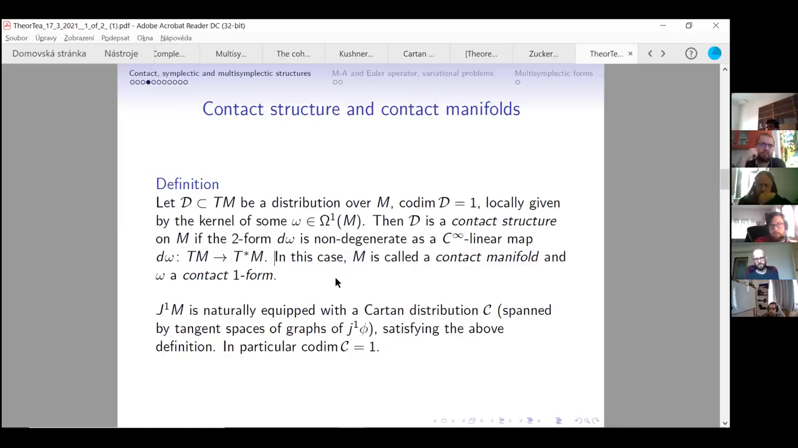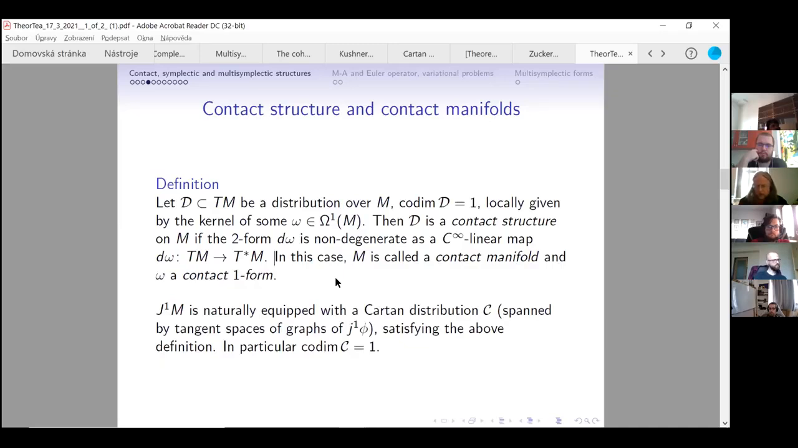And the key observation is that the first jet space is in fact a contact manifold. And the contact distribution, which we are dealing with, will be in fact a Cartan distribution. So every jet bundle of arbitrarily high order has a natural notion of Cartan distributions, but only for J1M is this Cartan distribution such that it is in fact a contact structure. It is a contact distribution. And we don't need this geometric definition, that it's spanned by tangent spaces of graphs of.